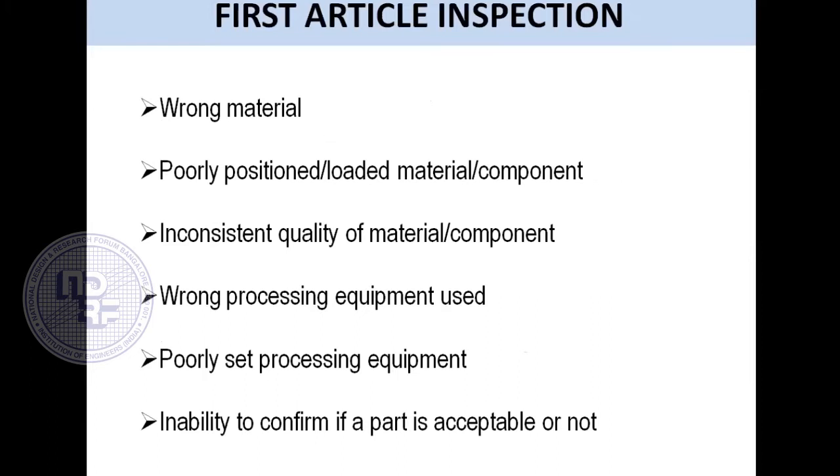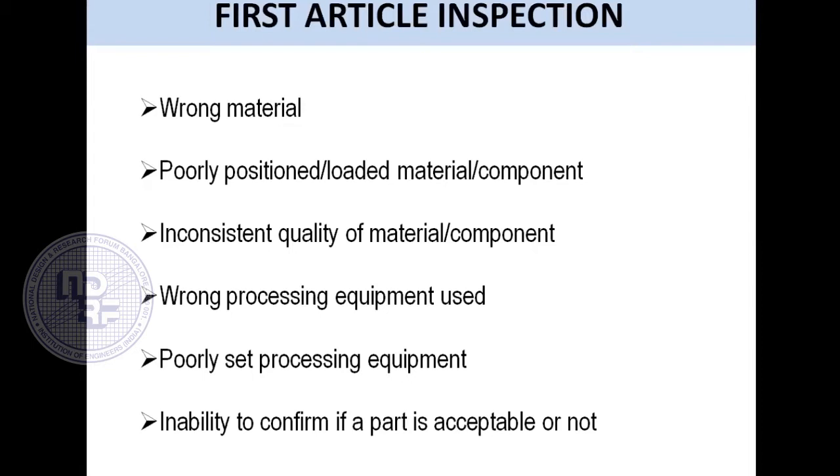So by doing first article inspection, what are we able to achieve? When you do first article inspection, you will be able to find out if there has been some wrong material used, a component or material which is being made is poorly positioned or poorly set up, if there is inconsistent quality in the material or component that is used, and if the wrong processing equipment is used, or poorly set processing equipment.